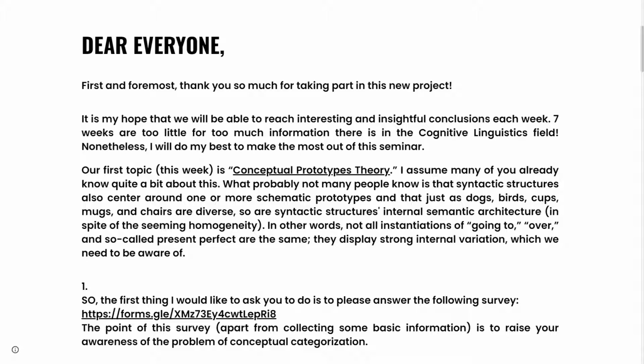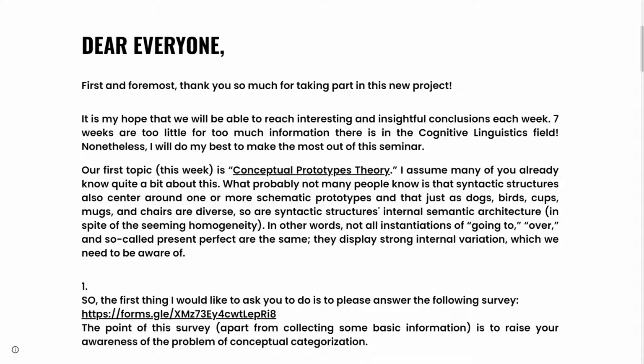You can remember in the website that I sent you that I mentioned something about this. In the middle of what I'm showing you right now, I typed the following. Our first topic this week is conceptual prototype theory. I assume many of you already know quite a bit about this. What probably not many people know is that syntactic structures are also centered around one or more schematic prototypes. And just as dogs, birds, cups, mugs, and chairs are diverse, so are syntactic structures' internal semantic architecture, in spite of the seeming homogeneity. In other words, not all instantiations of going to, over, the preposition over, and so-called present perfect are the same.